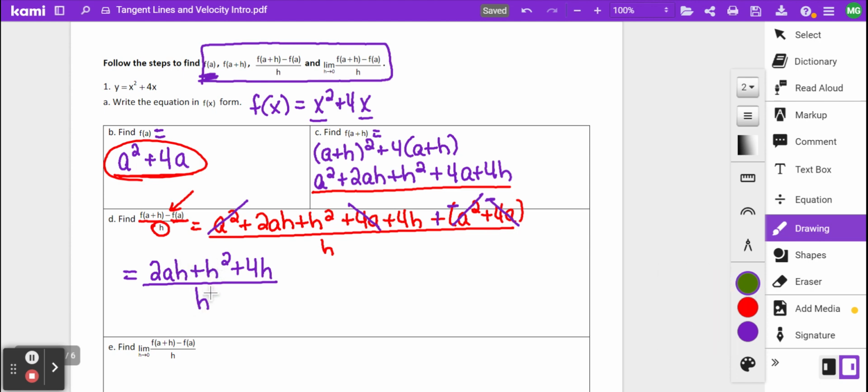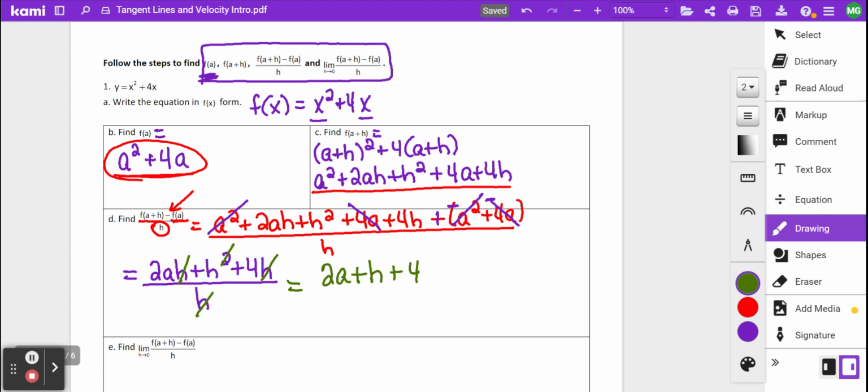Every single term has an h, which means we can reduce this by canceling out, or dividing out, an h from every single term. This is what we are left with. Now you might be thinking, well, what is that?